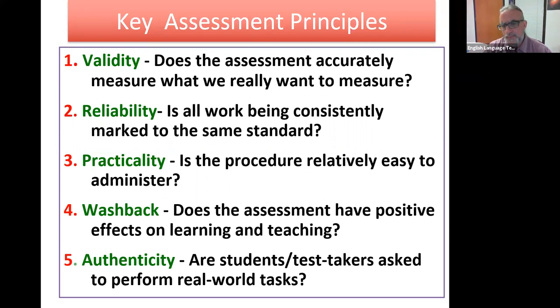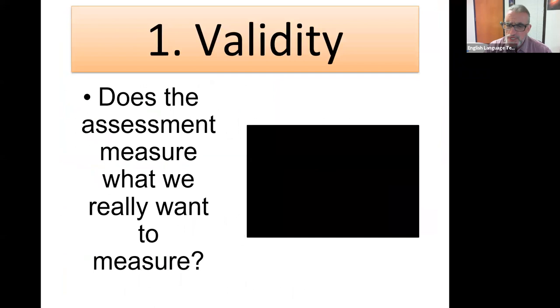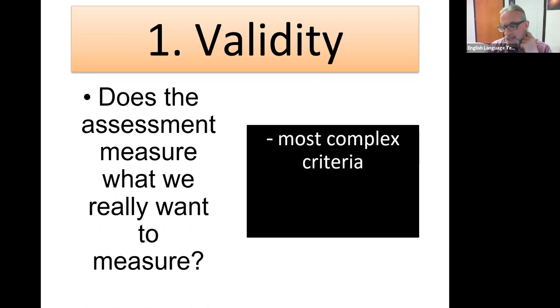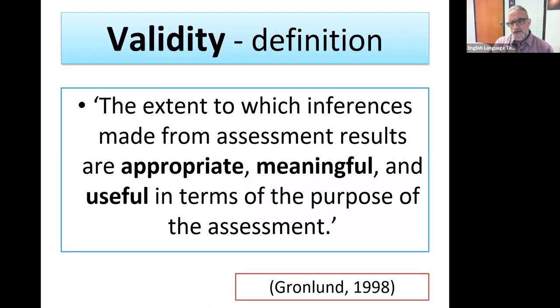We'll do a quick run through of each one of these, and we'll stop in the middle and discuss some of them also. So the first one is validity. Again, the question is, does it measure what we really want to measure? As you see from the reading, there were four or five different types of validity, there's some complexity to it, and it's also the most important principle. One of the key points is that the decision making, the inferences that we make from somebody's test score, should be appropriate. Is it meaningful? Is it useful?